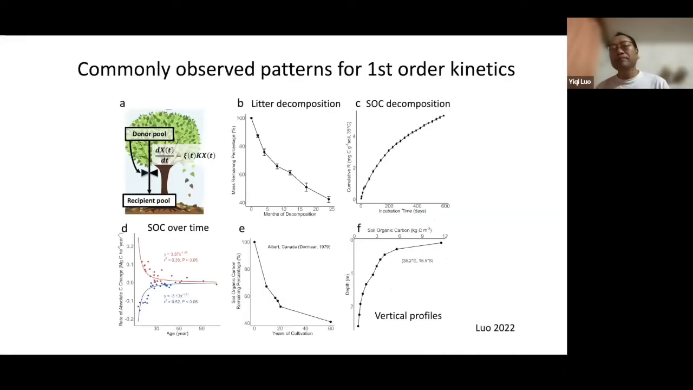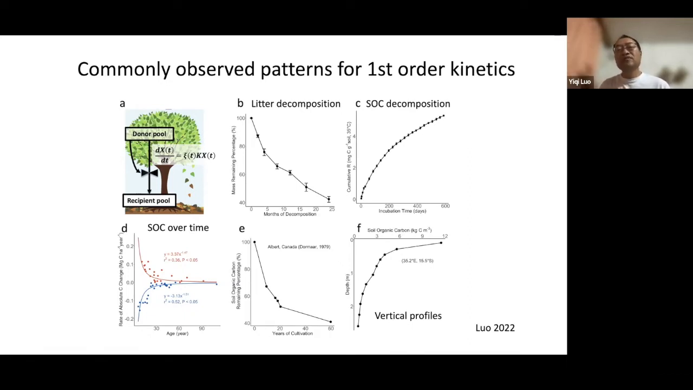For nearly 20 years, my lab has tried to observe the patterns reported in the literature from all kinds of studies. My lab has synthesized thousands of data sets to show how litter decomposition occurs over time. We synthesized about 2,000 data sets on litter decomposition, and almost all of them showed this first order decay curve. We also synthesized more than 1,000 data sets on soil organic carbon decomposition from soil incubation studies.